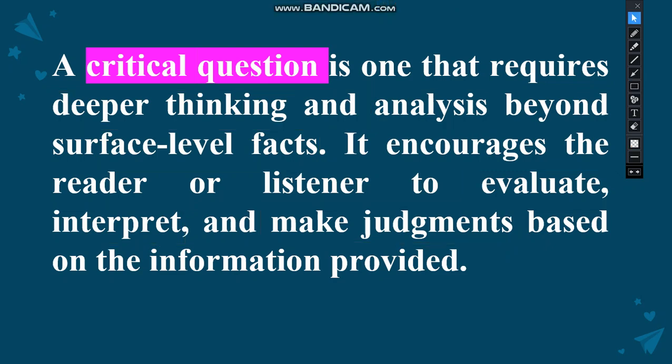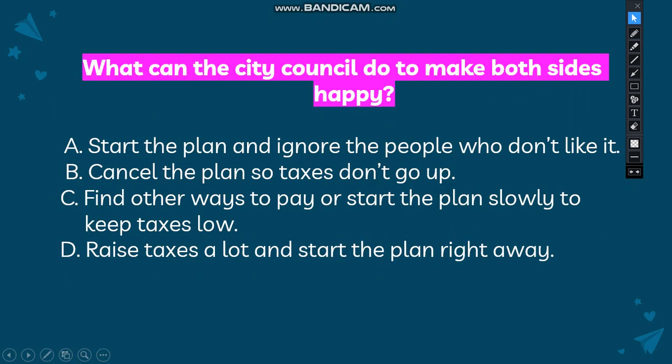Now, let me ask you the critical question that requires your deeper understanding. What can the city council do to make both sides happy? The options are: A. Start the plan and ignore the people who don't like it. B. Cancel the plan so taxes don't go up. C. Find other ways to pay or start the plan slowly to keep taxes low. Or D. Raise taxes a lot and then start the plan right away. So now if you look at the nature of the question, this is a critical question. And what is the reason this is a critical question?